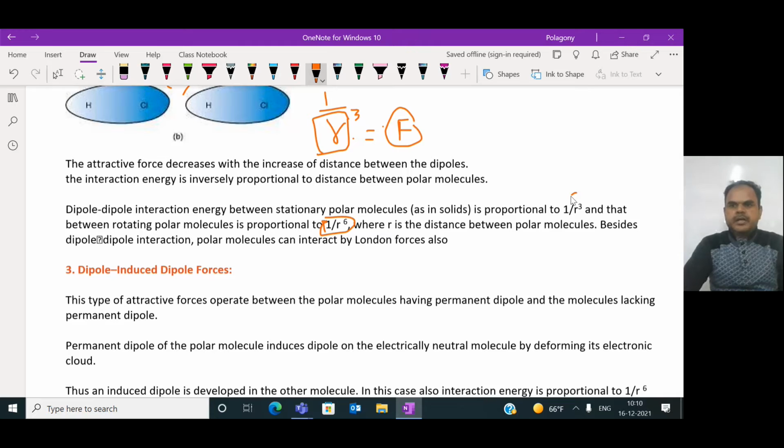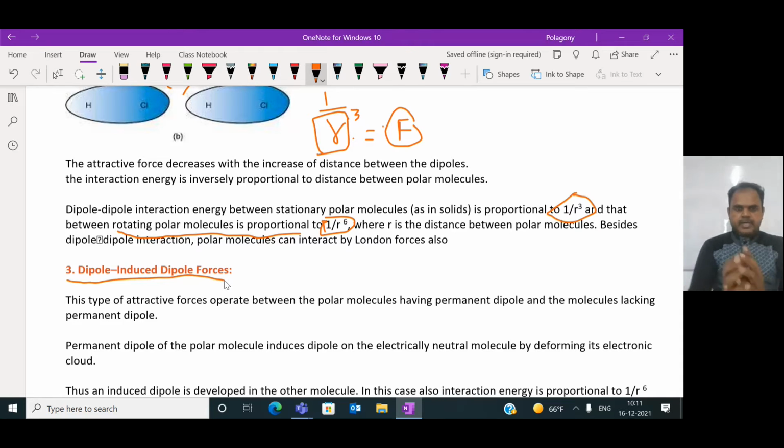This is for the stationary molecules. The dipole-dipole interaction energy depends upon 1 upon r to the power 3 for stationary polar molecules, and upon 1 upon r to the power 6 if the polar molecules are rotating. Okay, so this is about dipole-dipole interaction, which takes place among polar molecules to form a particular state of matter, particularly liquid.